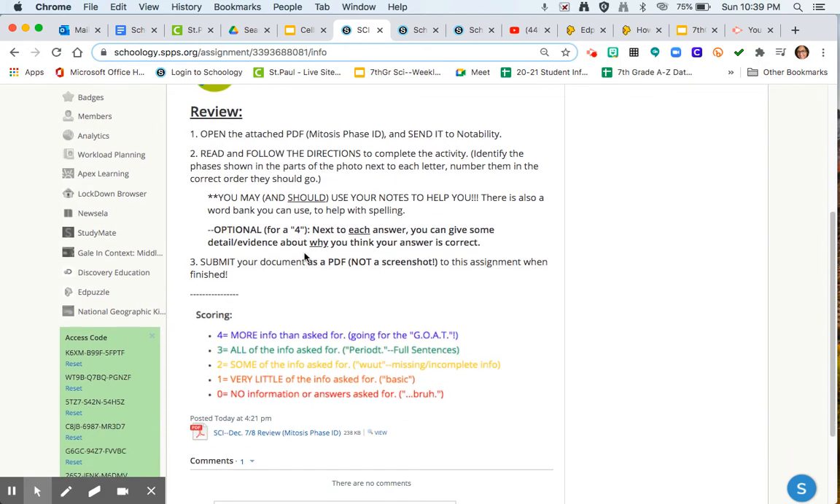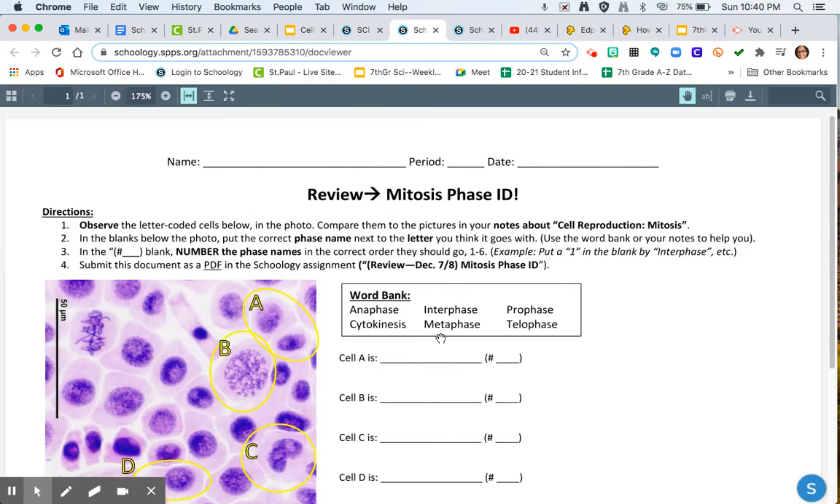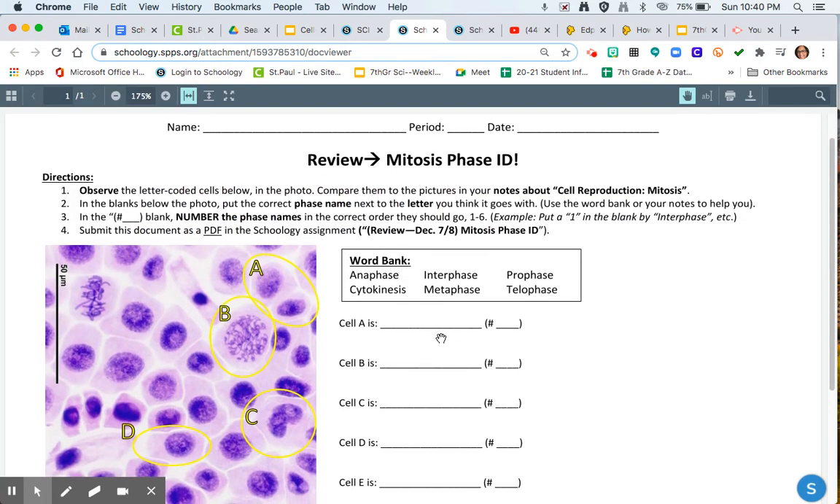Now, for this activity, I do want to point out that to earn a 4 on it, you will need to add some additional information about why you think your answers are correct. So for a 4, you need to add information next to your other answers. And then remember to submit your document as a PDF, not as a screenshot.